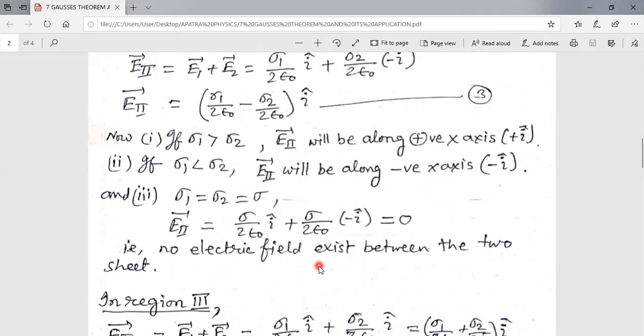Now the special case, an interesting case: if sigma 1 equals sigma 2 equals sigma, when the charge densities in both sheets are the same, the value will be the same but opposite in direction, therefore the resultant will be 0. That is, no electric field exists between the two sheets. That means when both are equally charged, their charge density is the same, there will be no electric field between the two charge sheets.